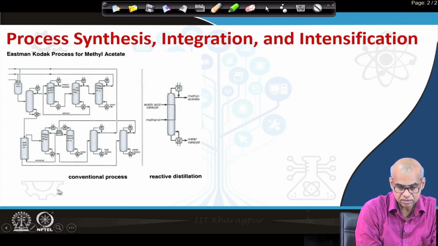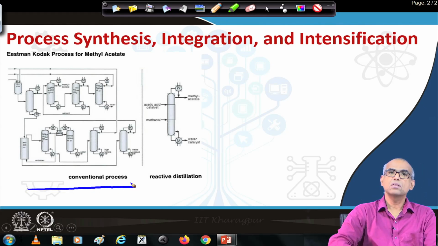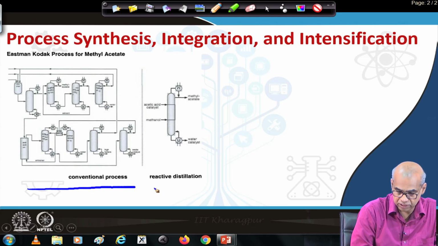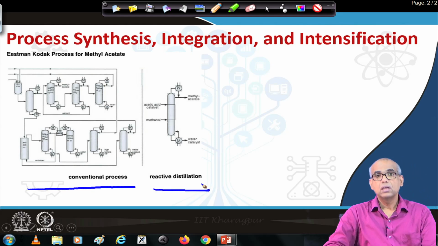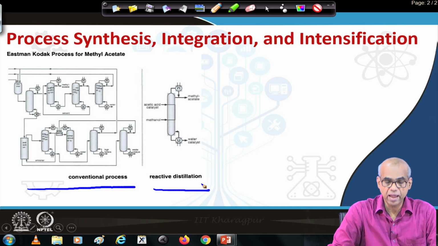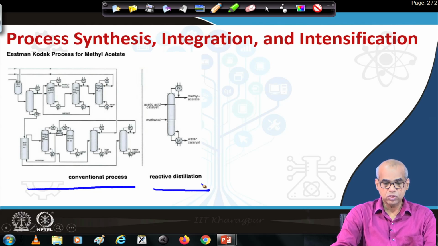What you see here is the conventional process for production of methyl acetate. You can see that there are a series of distillation columns for separations of the products and unreacted feeds, etc. In case of reactive distillation, you obtain the methyl acetate, which can be obtained by reacting acetic acid with methanol in presence of catalyst.